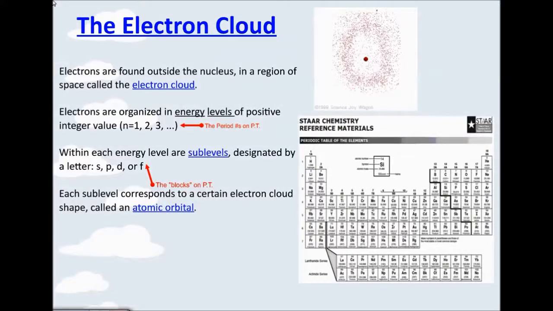Hi and welcome to a tutorial over electron configurations, Aufbau, Pauli, and Hund's rules. In this tutorial, we're really going to emphasize the electron cloud and break it down for you so you get a better idea of what the electron cloud looks like. Electrons are found outside of the nucleus in a region of space called the electron cloud.